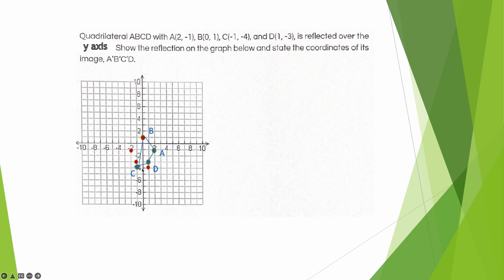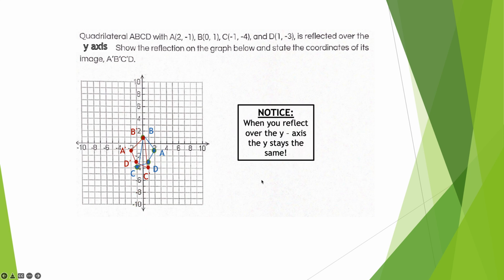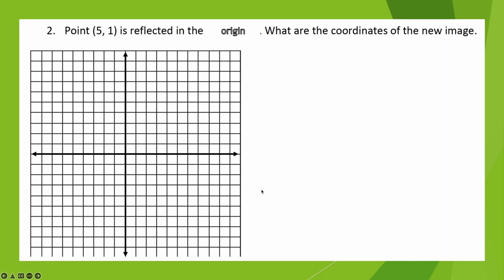So let's check it out. C, count and repeat, 1, 1. Notice the y, negative 4, is staying the same. The x is going from negative 1 to positive 1. For D, it's 1 to the axis and repeat. For A, it's 2 to the axis and repeat. And for B, you're on the axis, so you don't need to go anywhere. In every single case, the y stayed the same and the x got negated. And there's my resulting figure. When you reflect over the y-axis, the y stays the same, and of course, the x gets negated.